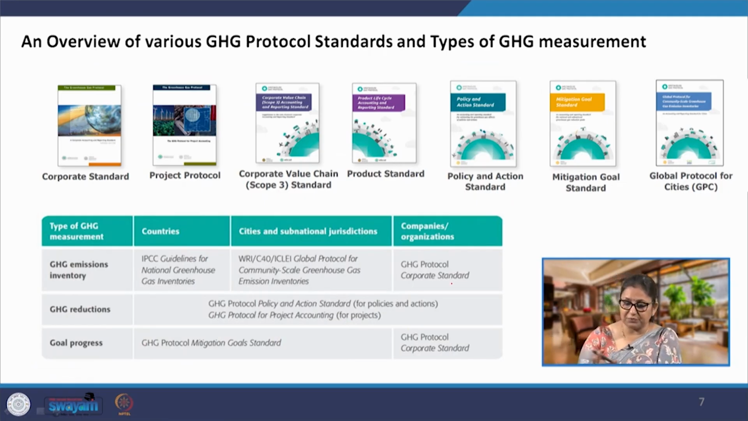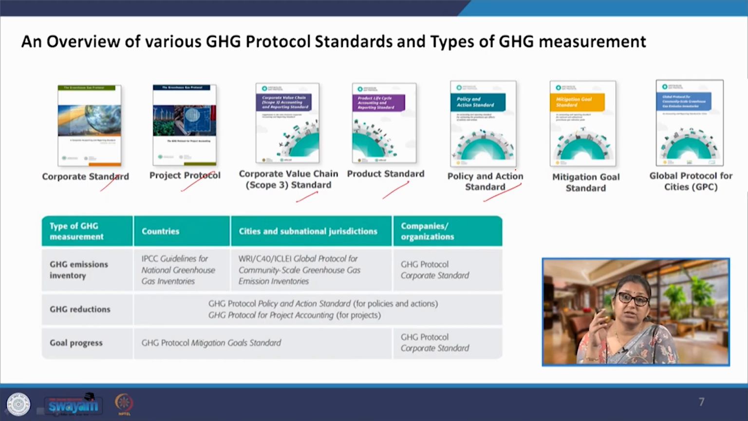Now, this is something that we have already seen, but I am giving you an overview of various GHG protocols and standards. So, quickly going through, we have the corporate standard, we have the project protocol, we have a specific corporate value chain standard for scope 3, we have the product standard, and the policy and action standard. So, what is the impact of a particular policy on emissions? For example, if you would remember, in the context of India, around winters the air quality of Delhi, the NCR region, tremendously falls and it is very polluted.